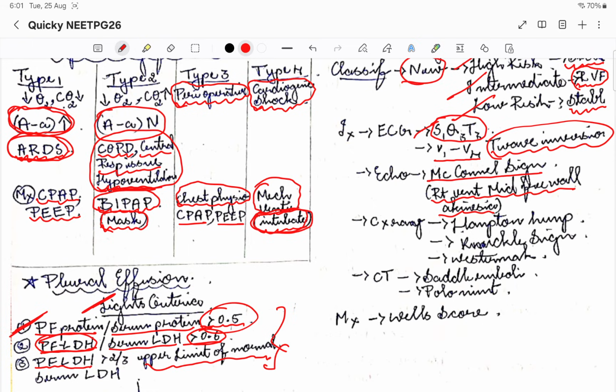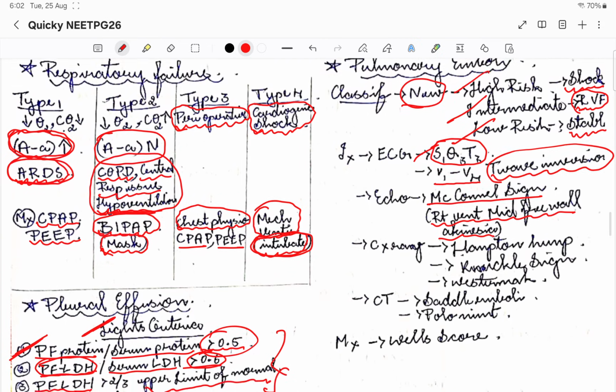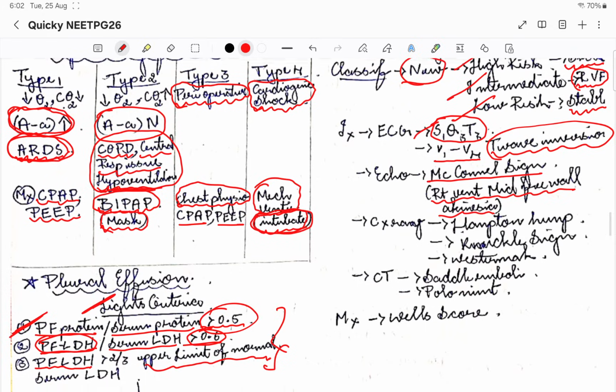Okay, so if they give a video based question for you, it will be easier for you. Just see the right ventricle. If there is no movement at all, then go for pulmonary embolism. They'll give you the clinical scenario also. I'm just telling you the echo thing.